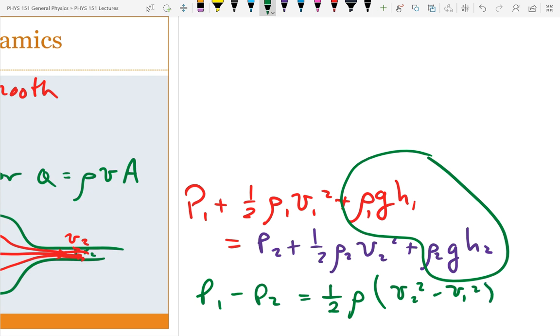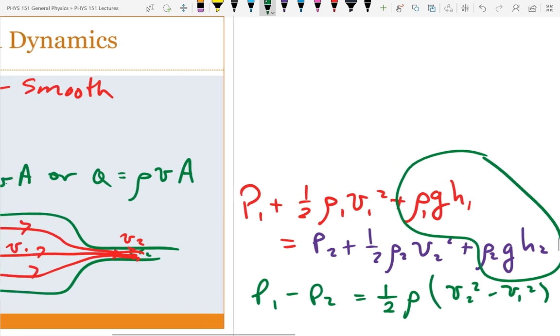One half rho times the difference in squared speed. It is important that you remember V2 squared minus V1 squared is nothing like V2 minus V1, the entire thing squared. It's a mistake people make from time to time. It's important not to. But that's going to tell us the difference in pressure.